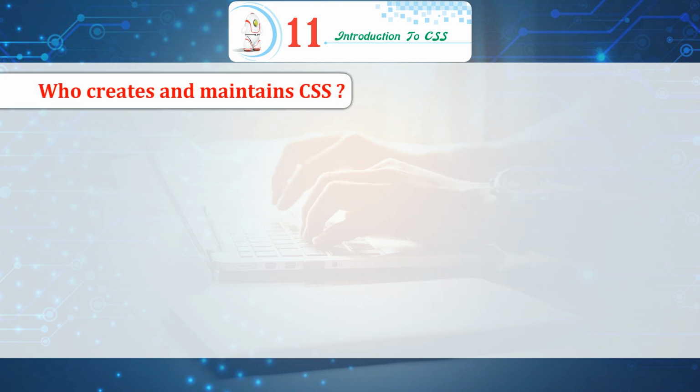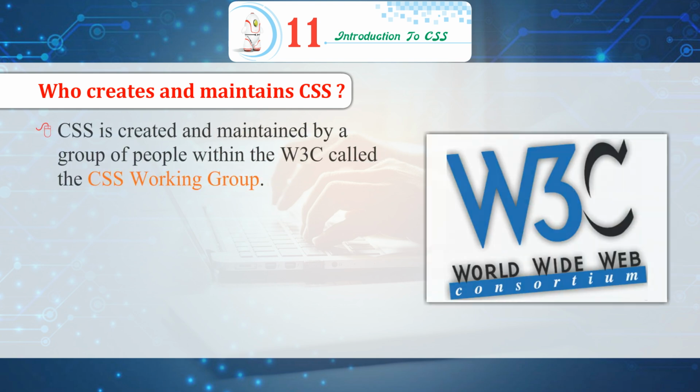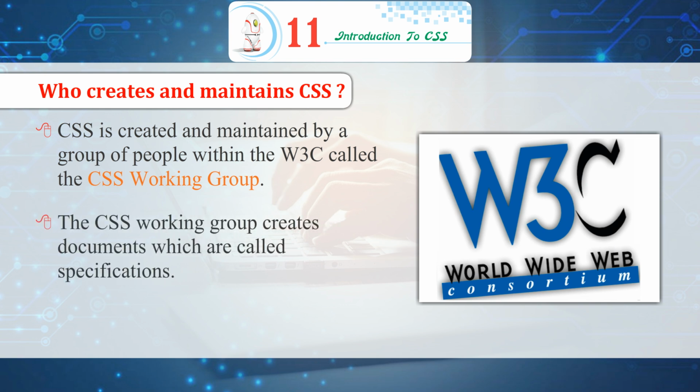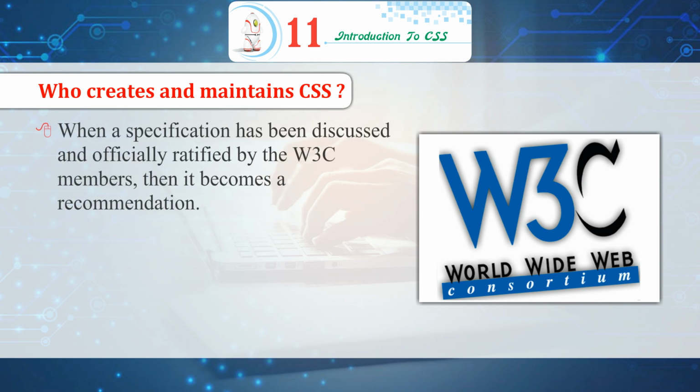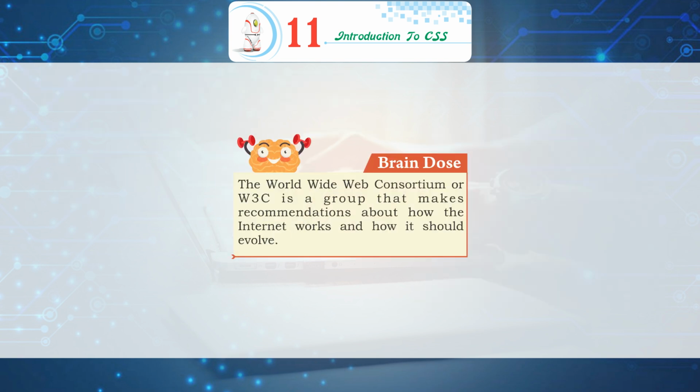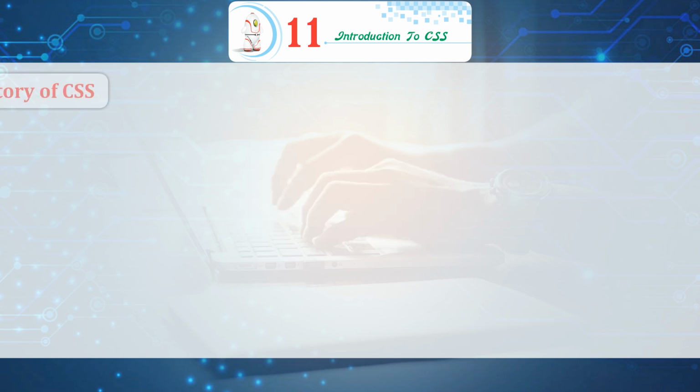Who creates and maintains CSS? CSS is created and maintained by a group of people within the W3C called the CSS Working Group. The CSS Working Group creates documents which are called specifications. When a specification has been discussed and officially ratified by the W3C members, then it becomes a recommendation. Brain Dose: The World Wide Web Consortium, or W3C, is a group that makes recommendations about how the internet works and how it should evolve.